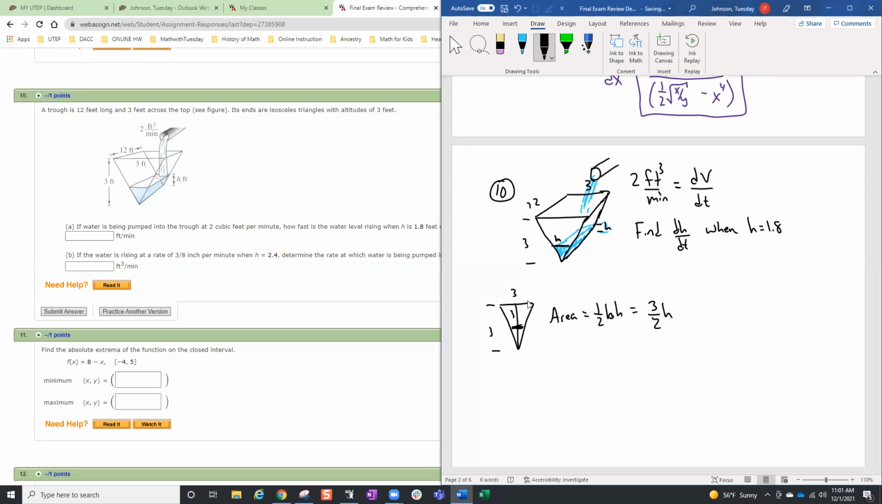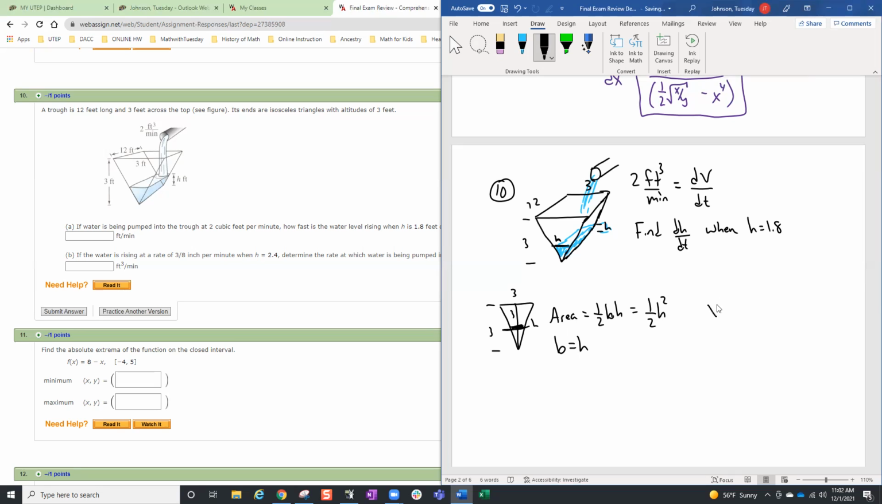Ooh, that's not true. The water will have a base equal to H. That's what I just said right here. Whatever height the water is, that's the width. So wherever we happen to be at our height of H, it's not going to be 3/2 H. It's going to be 1/2 H squared. I think that's where I messed this problem up on our first attempt.